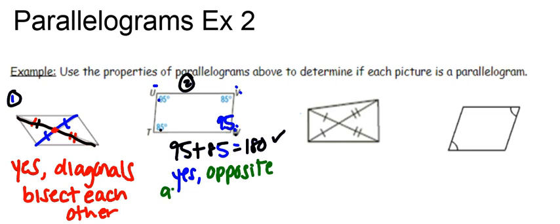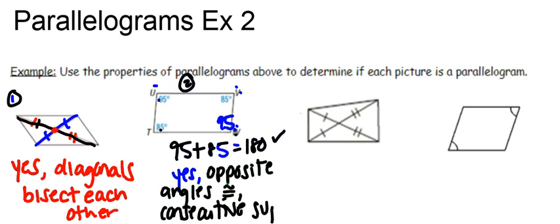Opposite angles, congruent, consecutive. And again, when things add up to 180, the fancy word for that is supplementary.